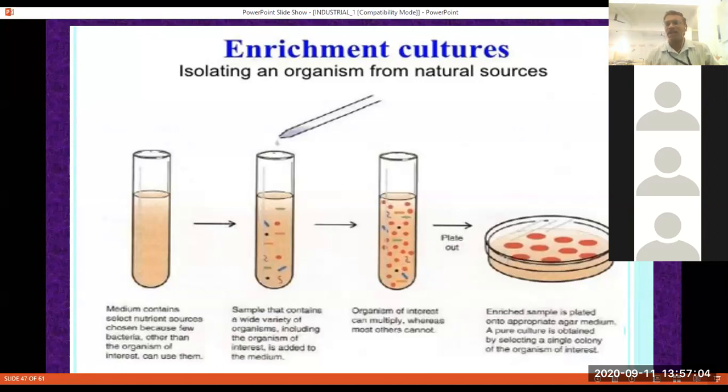Most of the time bacteria require a large amount of protein, and that protein is not available, so we also add serum. That may be human serum. Sometimes we use horse serum or plasma. So depending upon the requirement of the organism, you have to design the media accordingly. That's why we call it an enrichment culture.